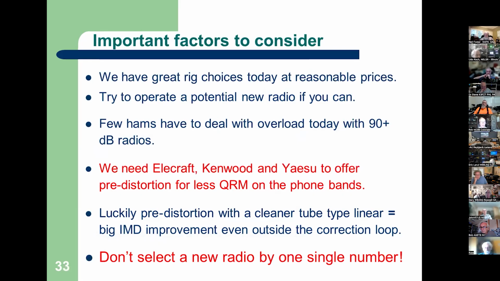So things to consider. You've got great choices today from all 6 OEMs. Try to operate a new rig if you can before you buy it. Few hams really have to worry about overload today. I mean, we're looking at more than 20 with a 90 or better dynamic range close in, so, CW pilot, whatever. So we need Elecraft, Kenwood, and Yaesu to offer pre-distortion to help clean up our bands.